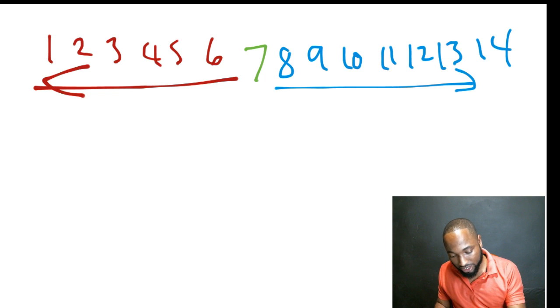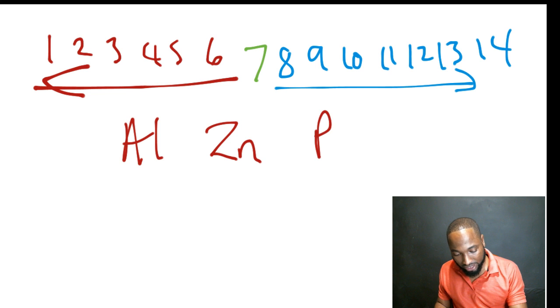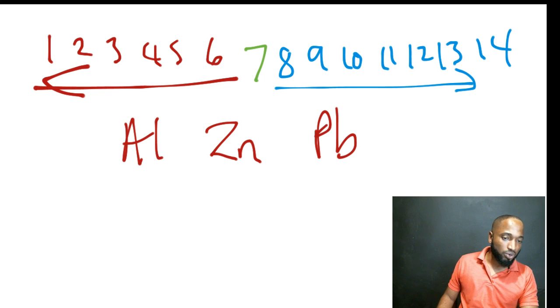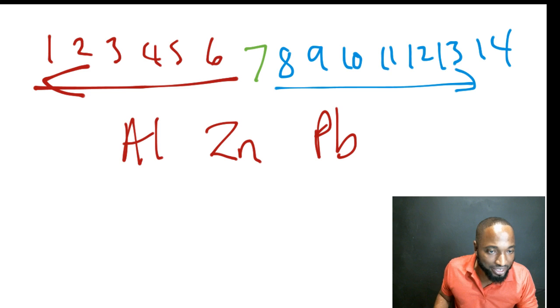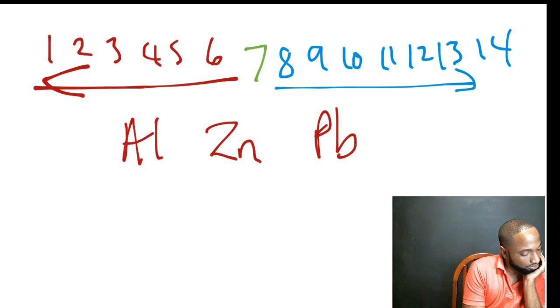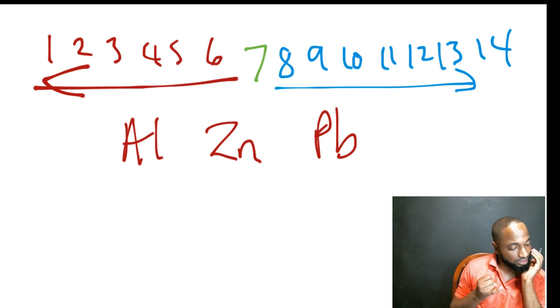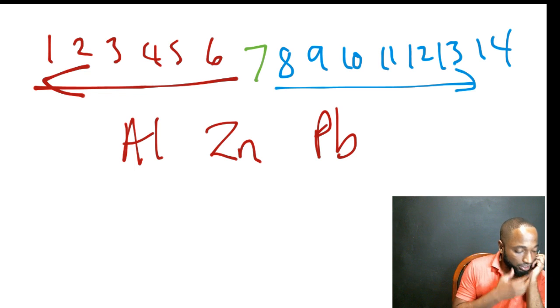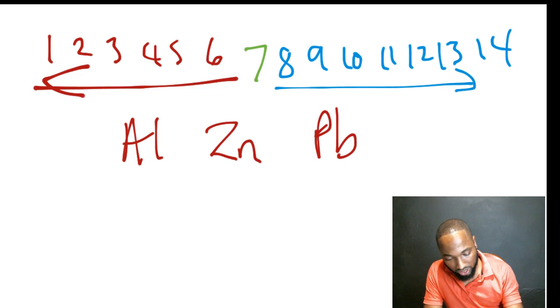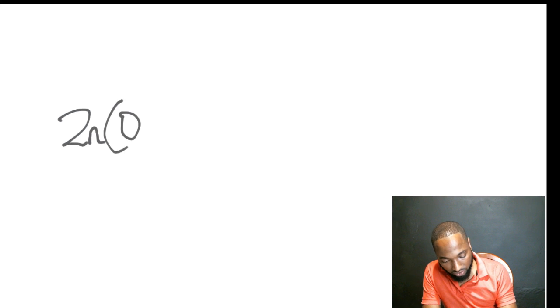Al, Zn, and lead are down in the middle there. Practice the equation for all of them: the amphoteric oxide or hydroxide, like zinc hydroxide, forming the aluminates, the zincates, and the plumbates. I will just do one, the one given here, zinc hydroxide, very quickly.